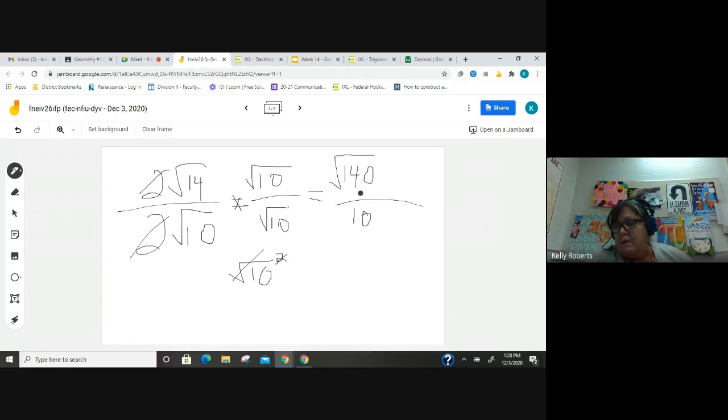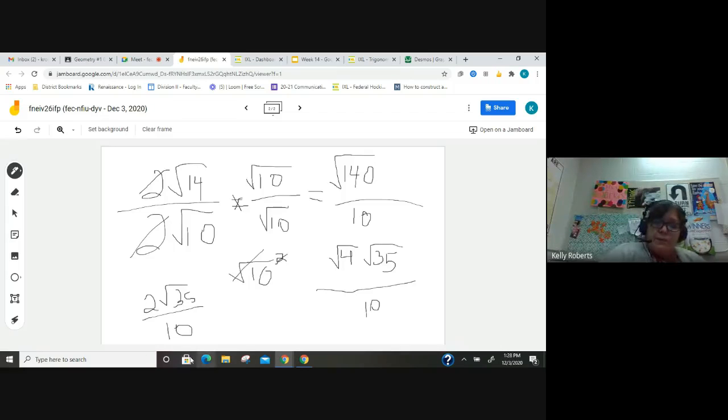Does 16 go into 140 evenly? I'm checking. No, it doesn't. I just used the calculator. So I'm going to say 4 might be all. So I'm going to break that down to square root of 4 times 35, and that's all over 10. Now we're still not done. The square root of 4 is 2. So we have 2 square root of 35 over 10.